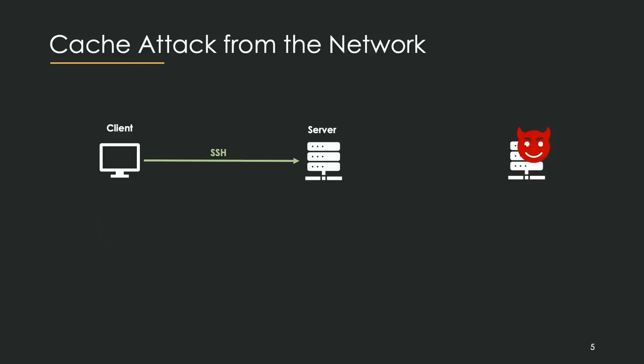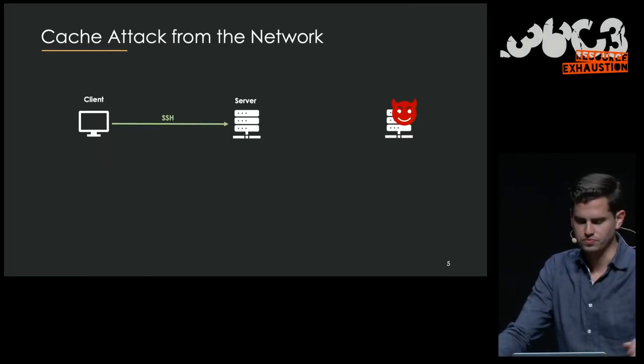So we have this basic setting where a client does SSH to a server, and we have a third machine that is controlled by the attacker. And as I will show you today, we can break the confidentiality of this SSH session from the third machine without any malicious software running either on the client or the server. Furthermore, the CPU on the server is not even involved in any of these cache attacks. It's just there and not even noticing that we actually leak secrets.